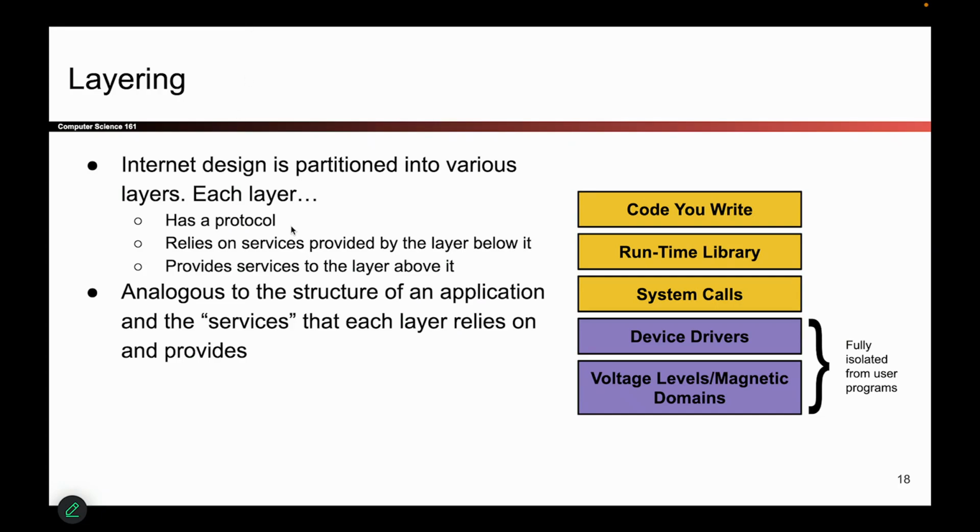So the internet generally looks the same. We've done our best to split the internet up into layers. And at each layer, there's some protocol that relies on services below it. So for example, the code that I write relies on the operating system. The operating system relies on the hardware to work. And each layer provides services to higher layers. So for example, the voltage levels provide something that the operating system can use. And the operating system provides functions that I, as the programmer, can use.